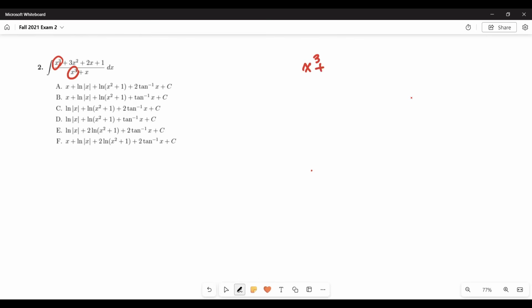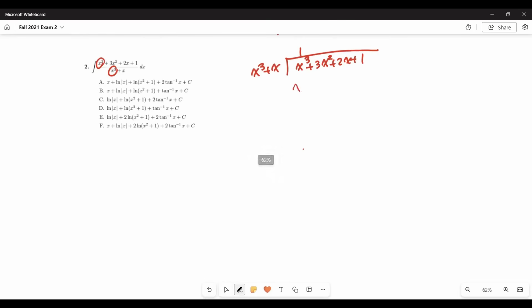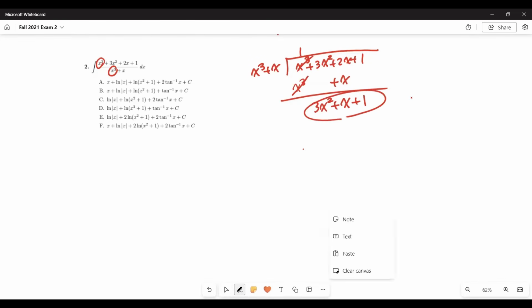So let's write the numerator, x cubed plus 3x squared plus 2x plus 1, and we're going to divide this value by x cubed plus x. And this will be just 1. x cubed times 1 is just x cubed, so x cubed plus x. And this x cubed will be cancelled out. 3x squared is still remaining, and 3x squared plus x plus 1 will be the remainder of the function. So this will be the same as 1 plus 3x squared plus x plus 1 over x cubed plus x, the entire thing dx.